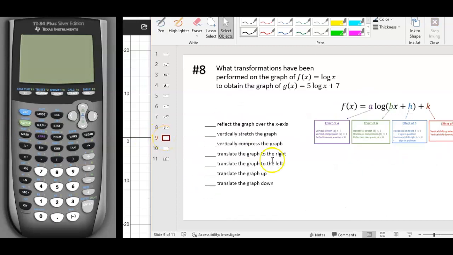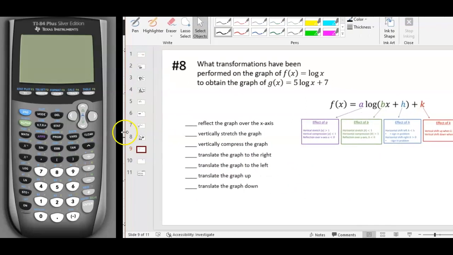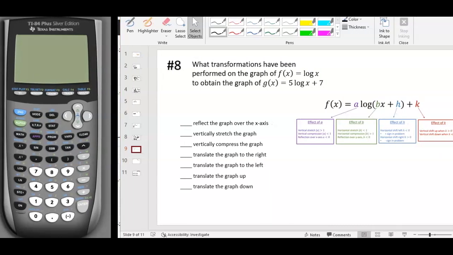Okay, so now let's do number 8. In number 8, it gives us a logarithmic equation and it's asking what transformations have been performed on the graph of f of x equals the log of x to get the graph of g of x equals 5 times the log of x plus 7.